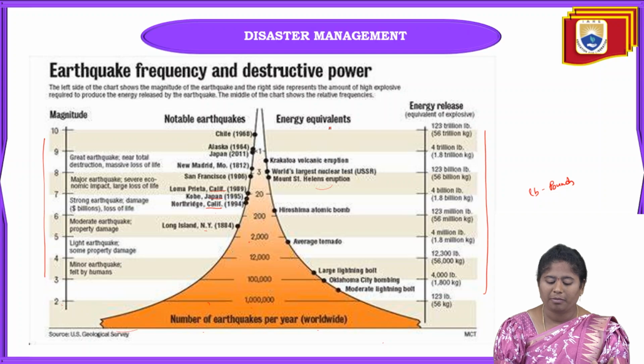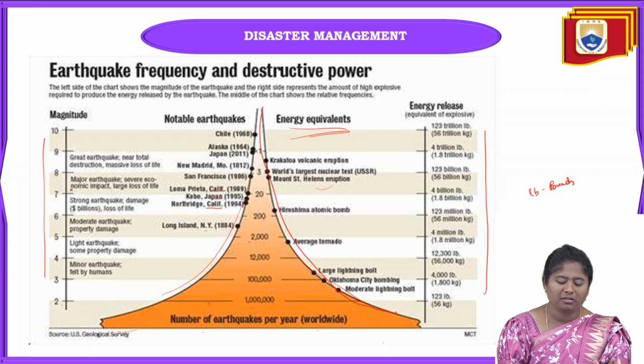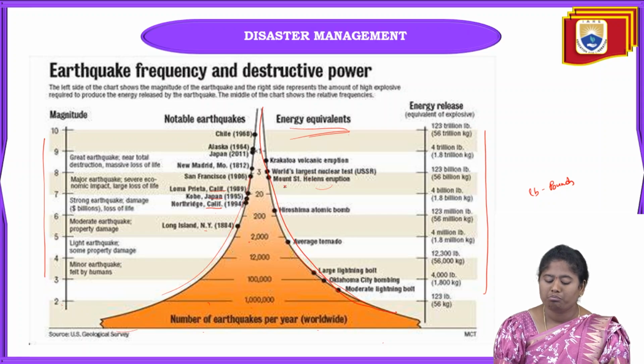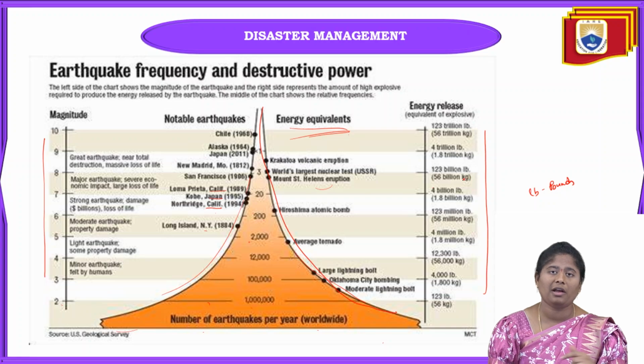Why? Because this line is nothing but the energy equivalent to explosives. These are the explosives or volcanic eruptions, and these are the earthquakes. Notable earthquakes we are going to see here. In this 7 to 8 magnitude, the San Francisco earthquake occurred, which is mostly equivalent to the Mount St. Helens eruption, that is, a volcanic eruption. At that time, how much energy was released? 123 billion pounds of energy.